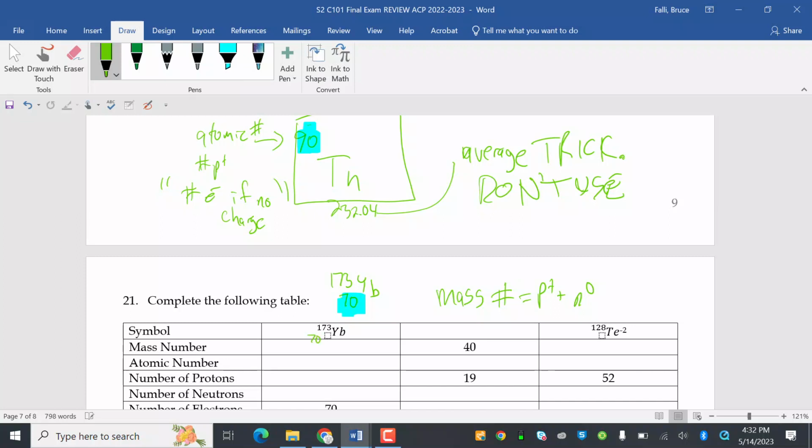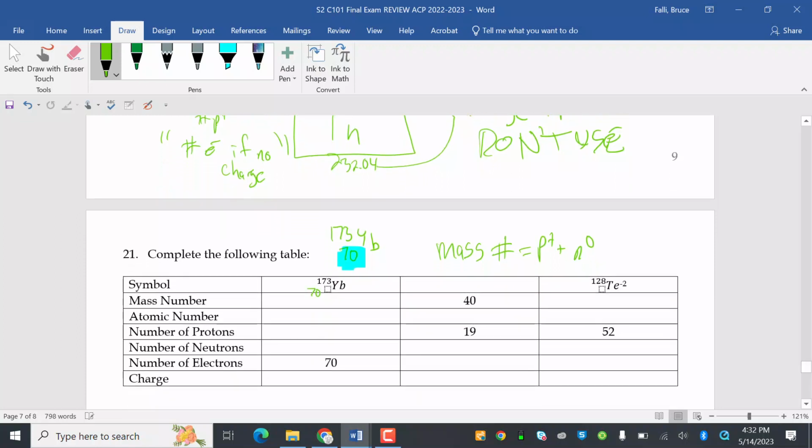So symbol is that. Mass number is 173. But if I looked at your boy on the periodic table, your boy's got a mass of 173.06. Notice the mass number is not 173.06. That is very important. Don't do that. The atomic number is the bottom number. That's 70. Number of protons, always identical. Number of neutrons: mass number equals protons plus neutrons, so I have 173 minus 70 is 103. Number of electrons, notice how they're the same, so my charge is 0.